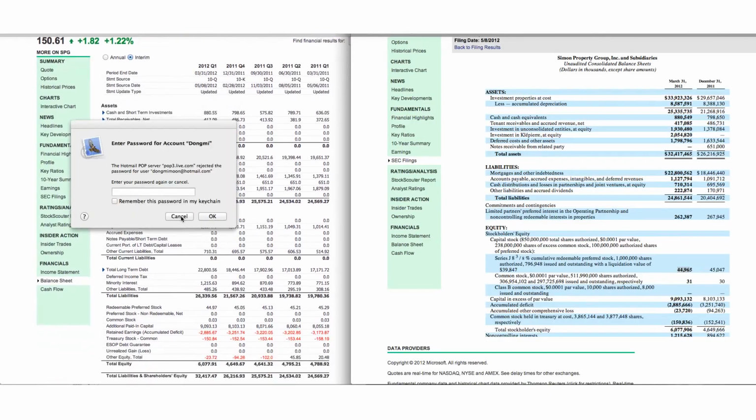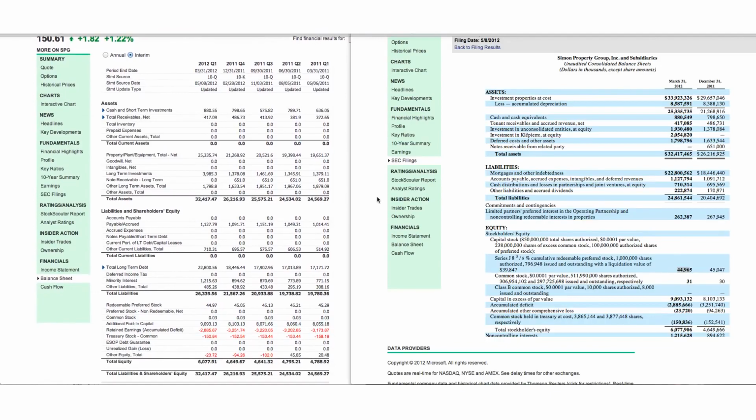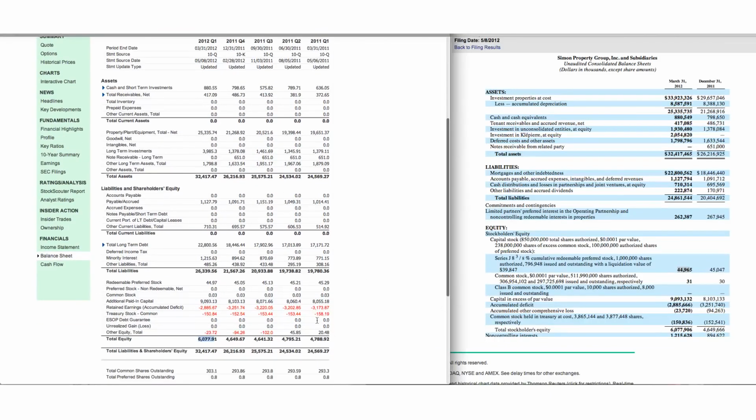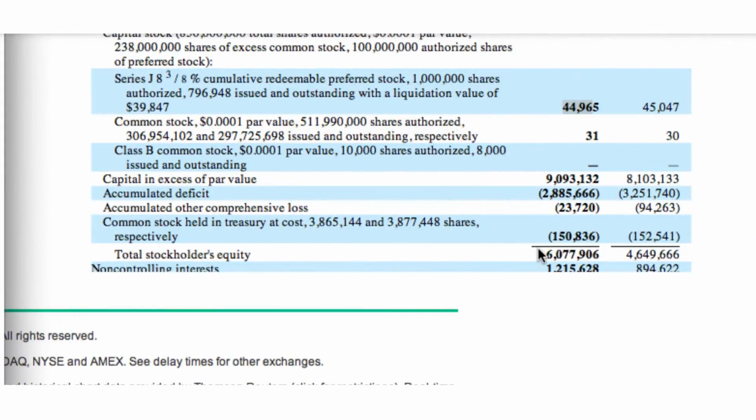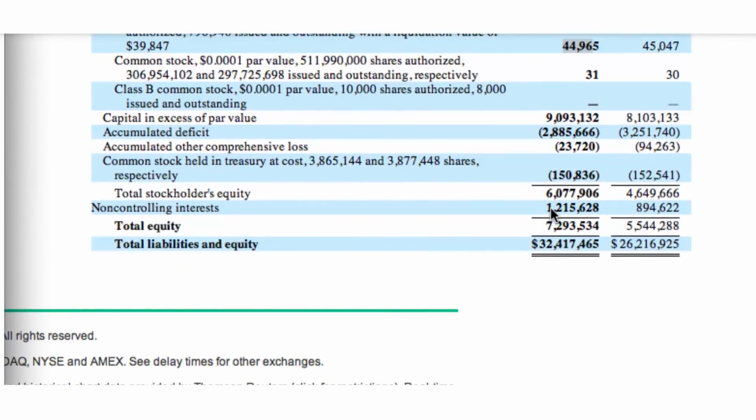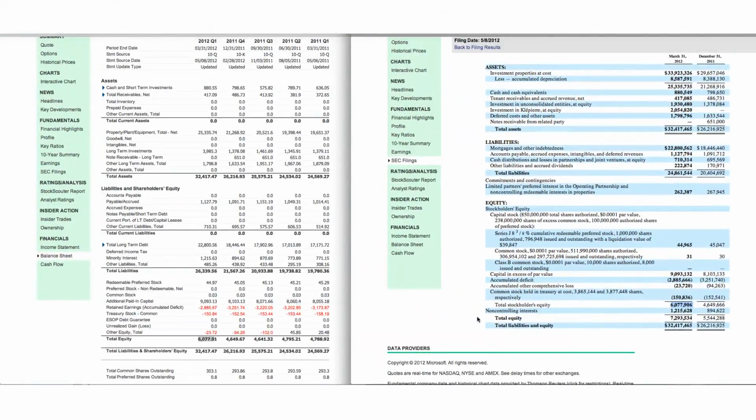Okay, so whenever we have this information side by side, we can see that the total equity listed right here is this $6 billion. Now that $6 billion is the same $6 billion that we see over here listed right there for the total stockholders' equity. So that's where those two numbers marry up.